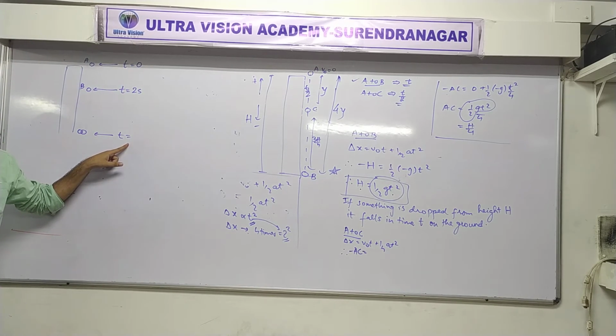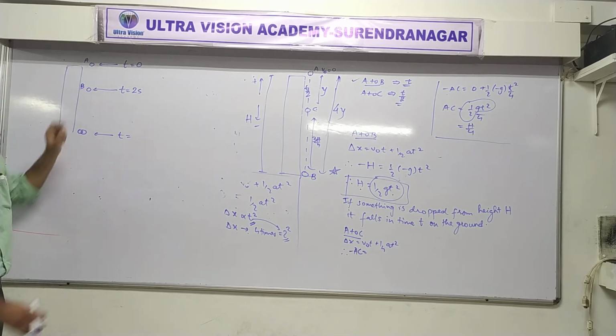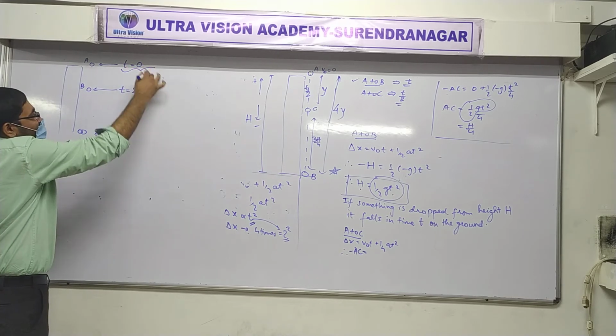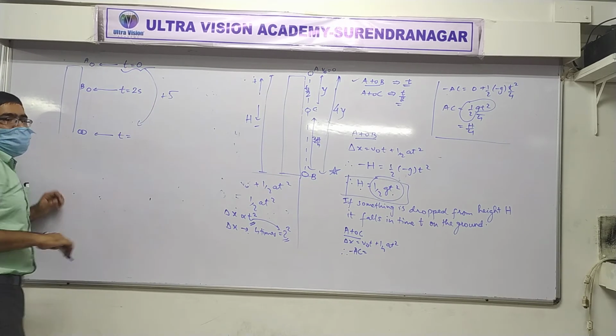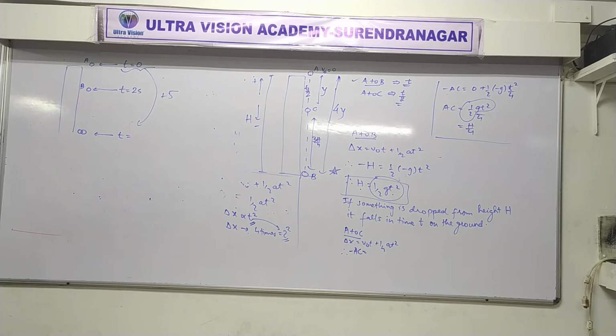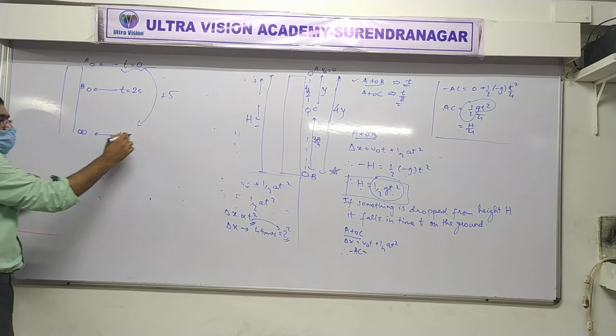5. 5 is clear? Yes. Read that again if it's not clear. After 5 seconds of dropping the first ball. So how much? 5. Sure? Yes.